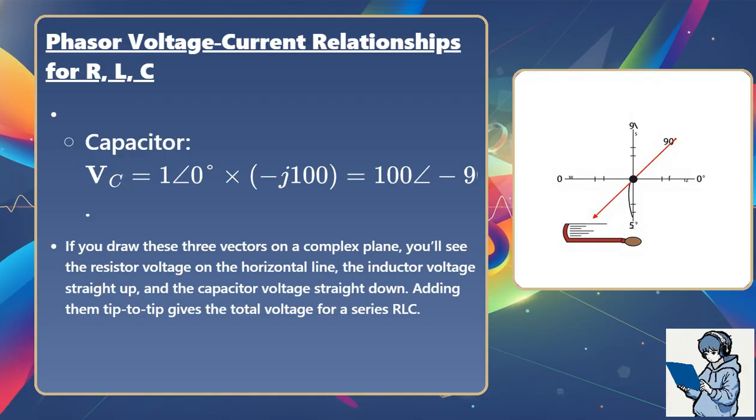If you draw these three vectors on a complex plane, you will see the resistor voltage on the horizontal line, the inductor voltage straight up, and the capacitor voltage straight down. Adding them tip to tip gives the total voltage for a series RLC.